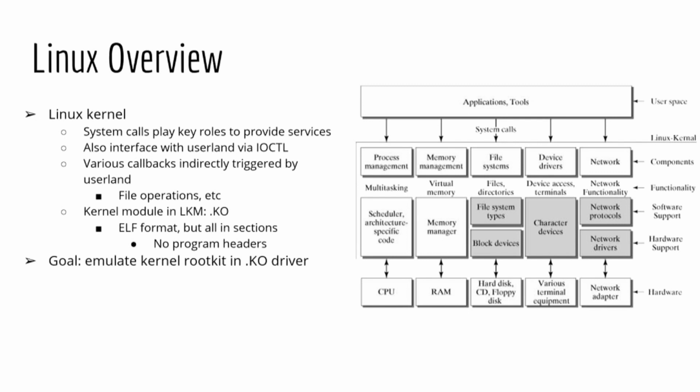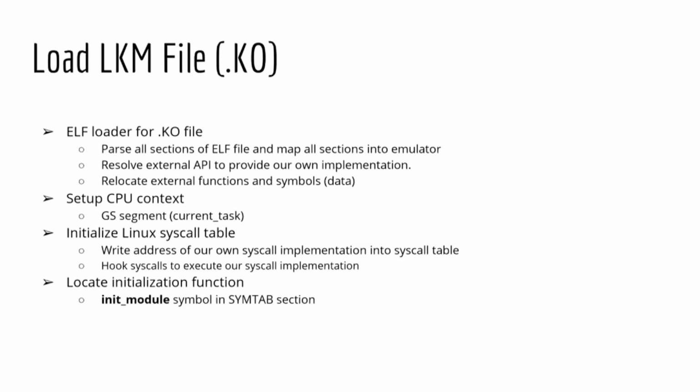So for the loader of Demigod for the .ko files, we need to build our own loader, which is quite different from the loader of Chilling. So we need to parse the sections of ELF files and map the sections into the emulator memory. And Demigod also needs to resolve the external APIs, so we can provide our own implementation in the emulator. And finally, we need to relocate the external function and symbol data.